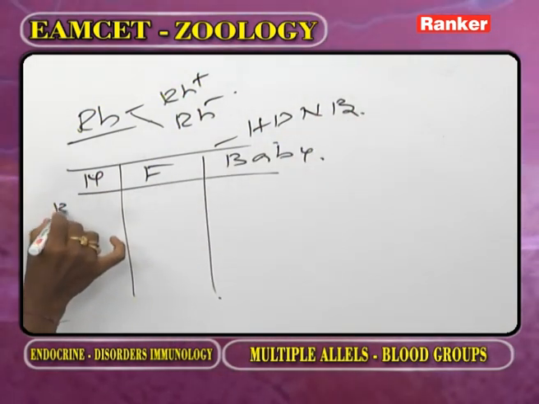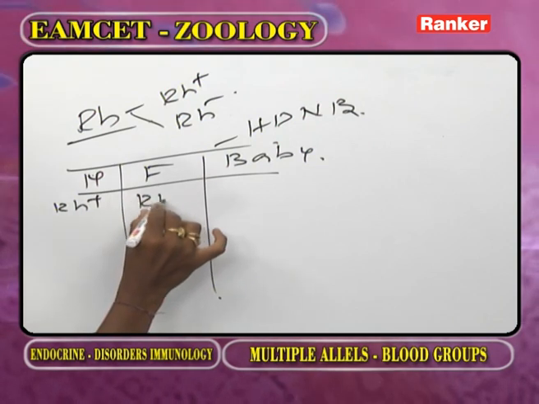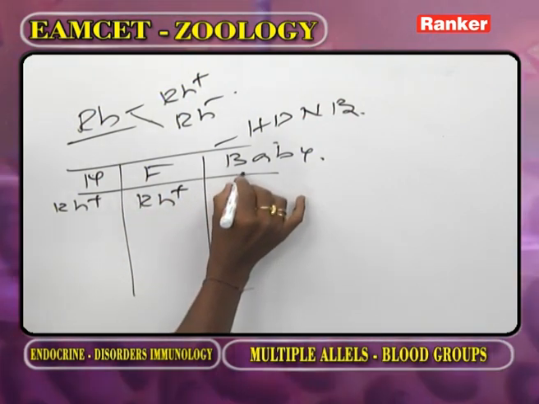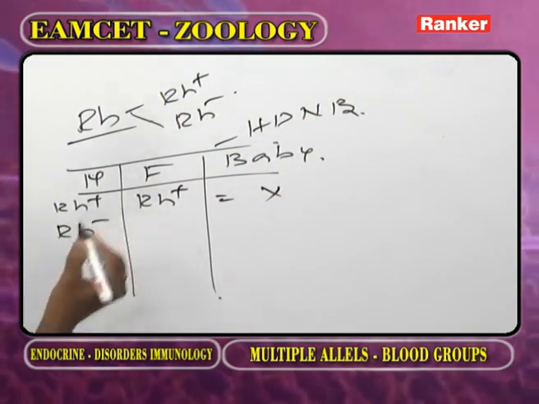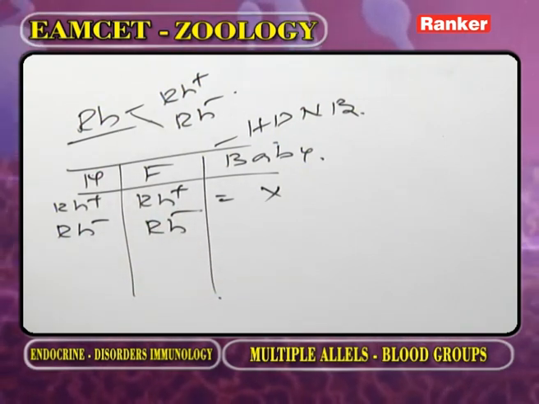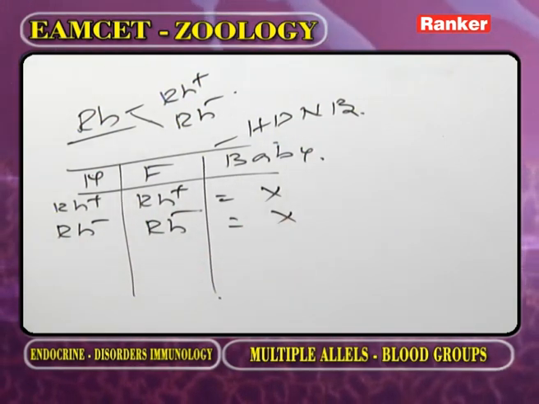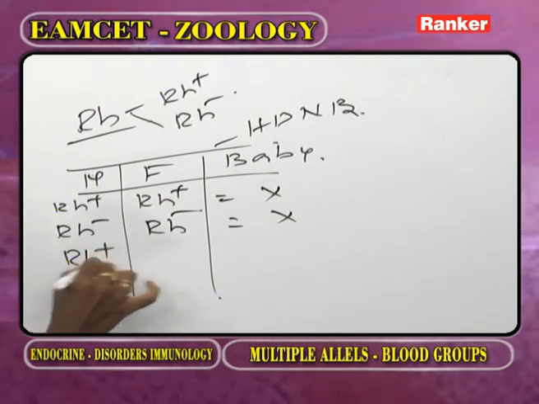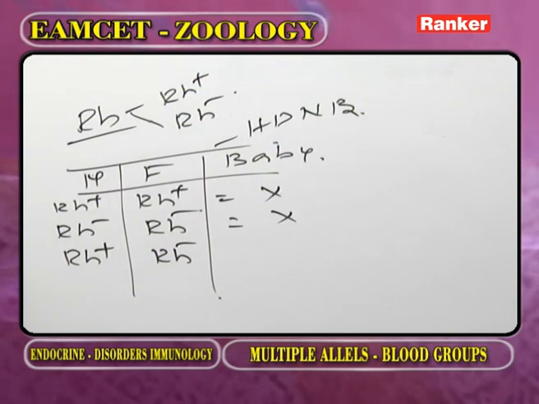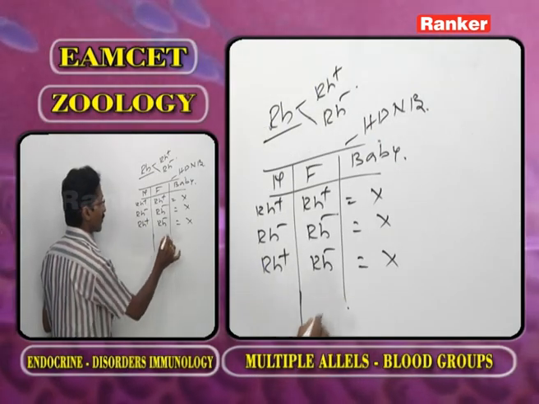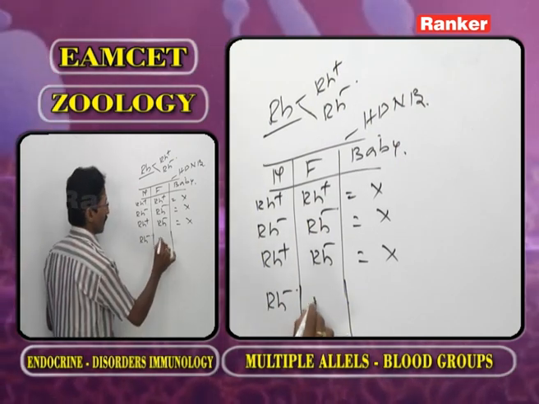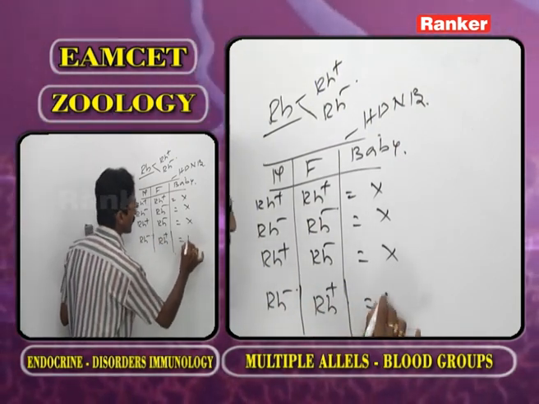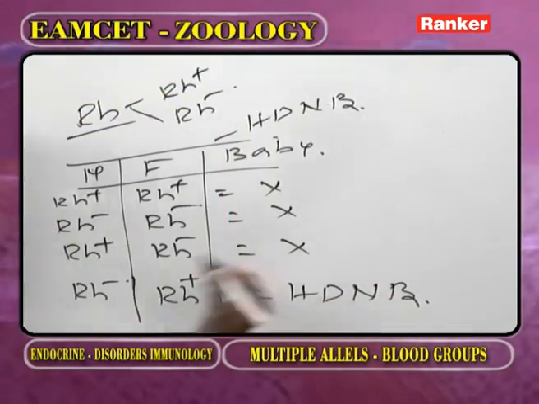If the mother has Rh antigen, and the father also has Rh antigen, their children do not get this disease. Mother no Rh antigen, father no Rh antigen, their children do not get this disease. And mother having Rh antigen, father has no Rh antigen, again their children do not get this disease. Whenever we are going to get the problem, if the mother has no Rh antigen and the father has Rh antigen, then we are going to observe HDNB.